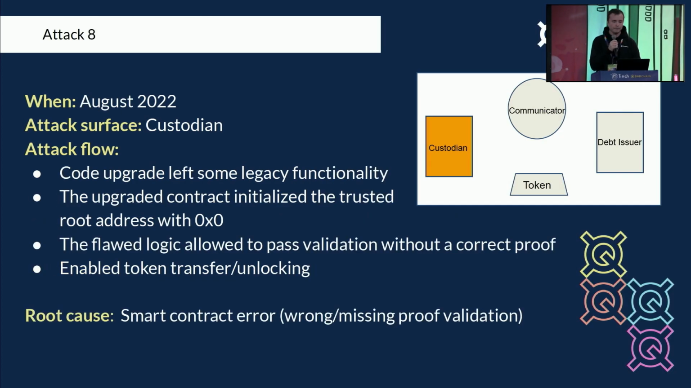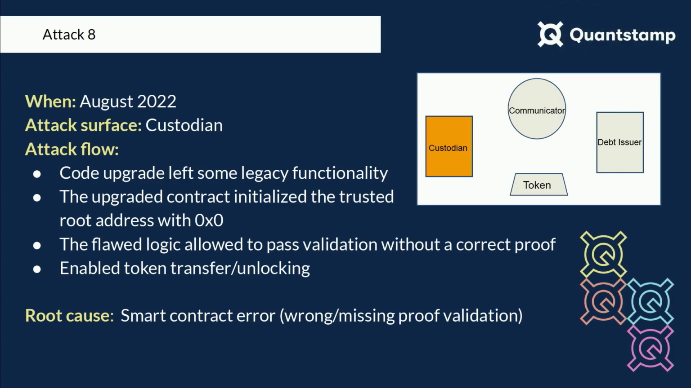The next attack from August last year was involving the custodian as well. In this case, it was an upgrade that introduced an issue which allowed a special trusted root to be authorized. The flawed logic allowed it to pass the signature validation algorithm. Unfortunately, this enabled token transfer and unlocking. In this case, we also list smart contract error as the root cause, and more specifically, an issue with proof validation.